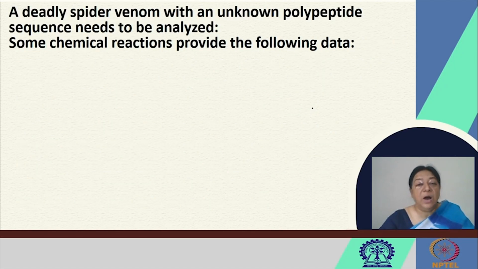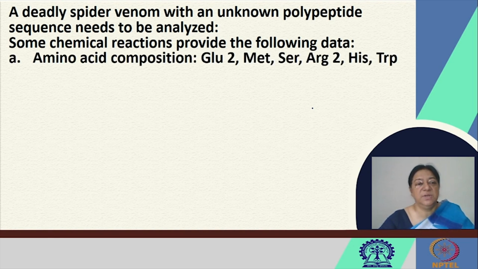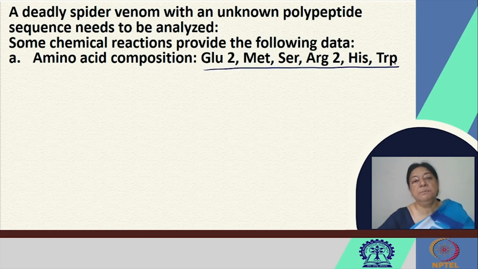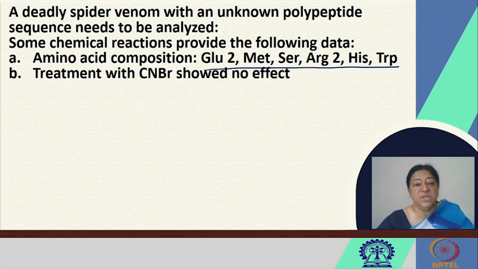So let us look at how these experiments can actually be done. If we have a deadly, say, spider venom that has an unknown polypeptide sequence that needs to be analyzed, we have to do some specific chemical reactions and specific enzymatic reactions, and this is what is determined. We have the amino acid composition. This is determined by a complete hydrolysis where all the peptide bonds are broken and we can identify that this is what we get. It has an unknown polypeptide chain whose sequence we are going to determine.